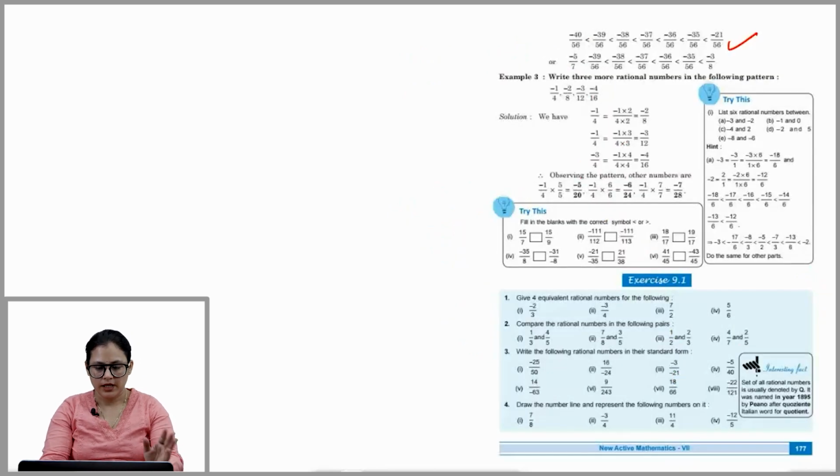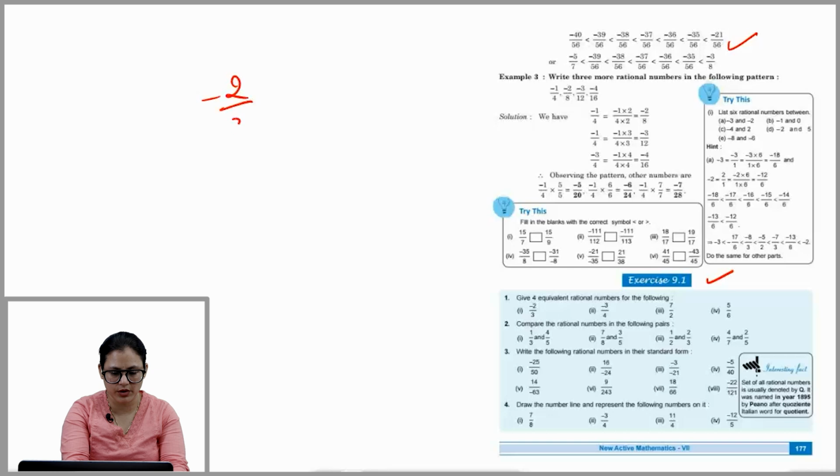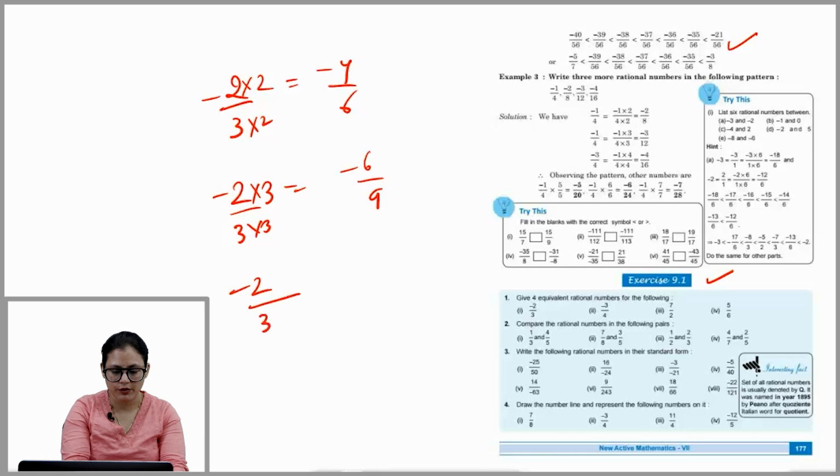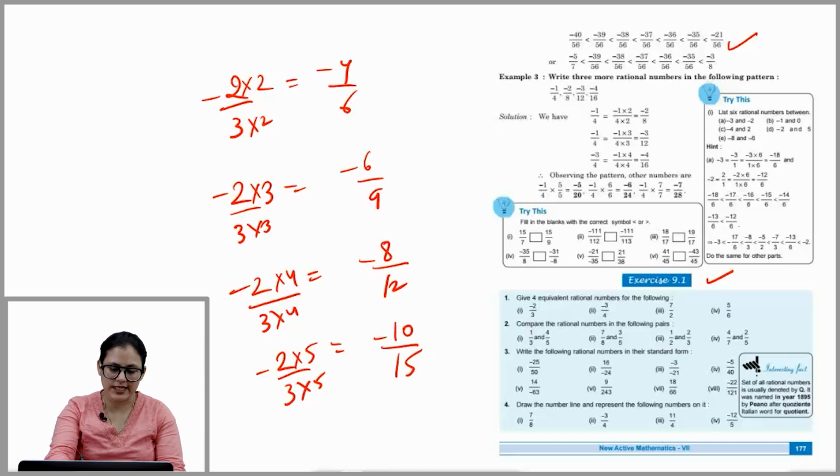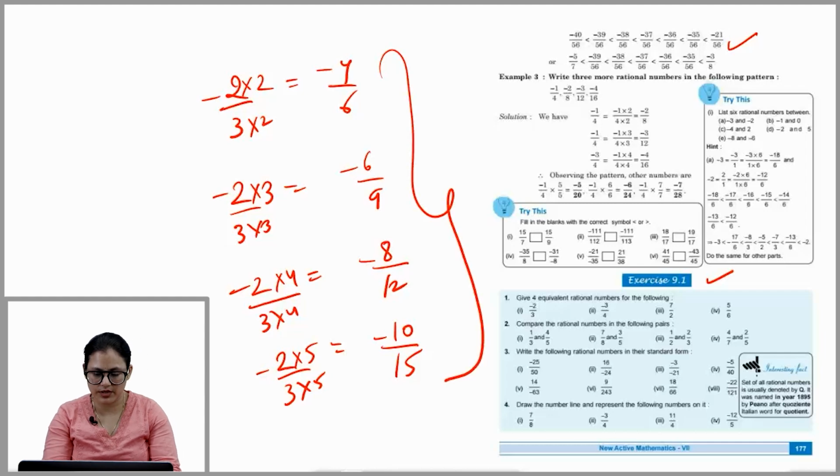Now, let's do exercise 9.1. Give 4 equivalent rational numbers for the following. Minus 2 by 3. You have to give equivalent ones. So, multiplied by 2, you will get minus 4 by 6. Then multiplied by 3, you will get minus 6 by 9. Then you will multiply by 4, you will get minus 8 by 12. Then minus 2 by 3, you will multiply by 5, then you get minus 10 by 15. So, these are the equivalent rational numbers for minus 2 by 3.